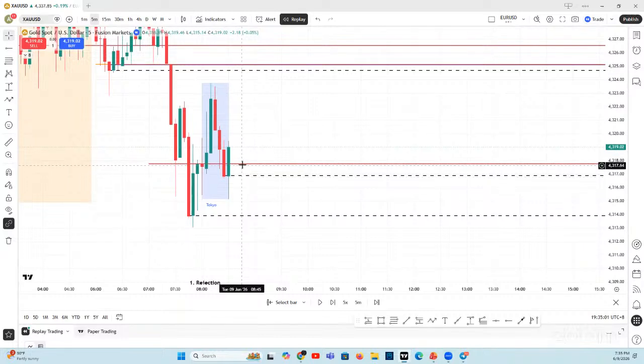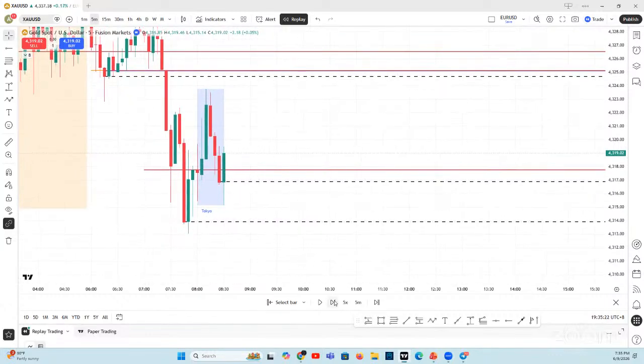From the support of the H1, anything below this is also a buy zone. But this is the last resort. It will be the last support price. If price goes down here, maybe it will go here to the support. So this will not be valid anymore. But let's see the price action.